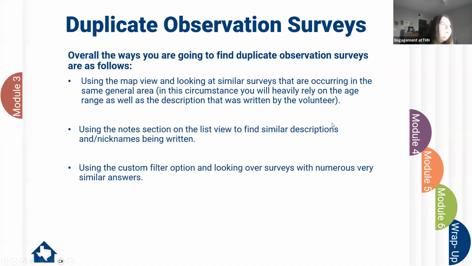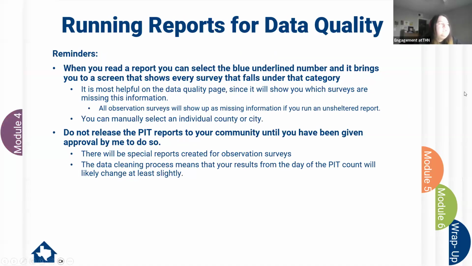All right, so the next thing I want to talk about really quick is just running reports for data quality. This is something that, again, is optional that you can do to view the data as it's coming in. When you run a report, you can select the blue underlined numbers, and it'll bring you to a screen that shows you every survey that falls under that category. I'm going to demonstrate that next. It's most helpful on the data quality page since it will show you which surveys are missing this information. All observation surveys will show up as having missing information.